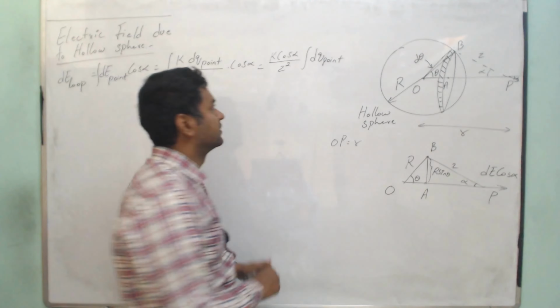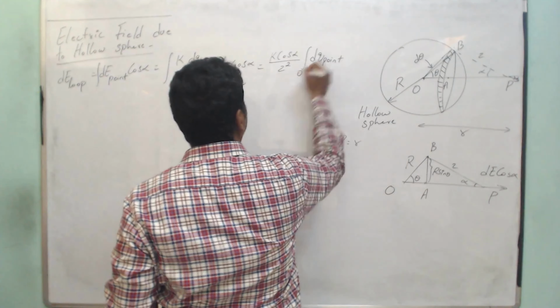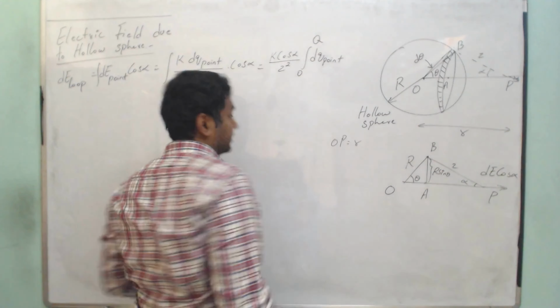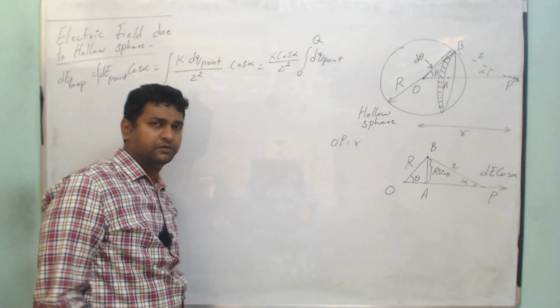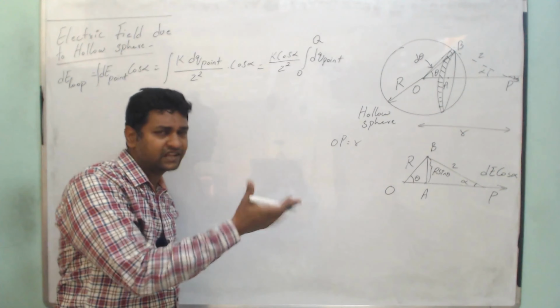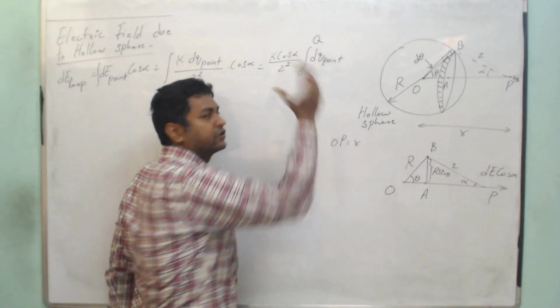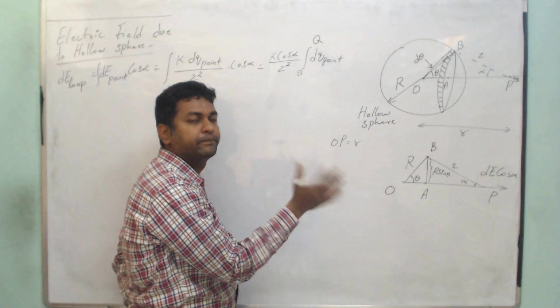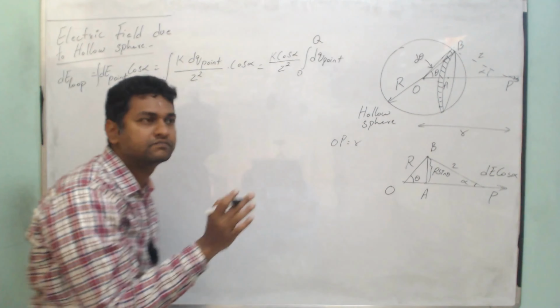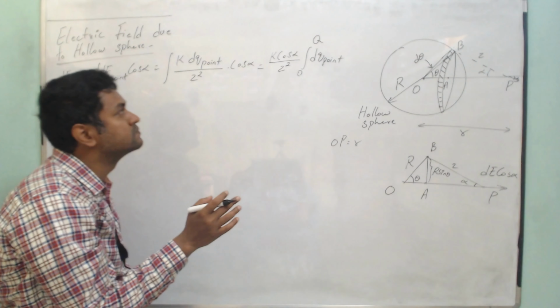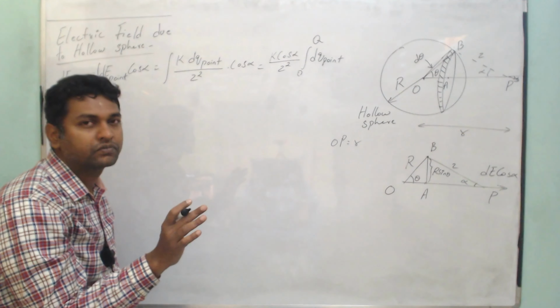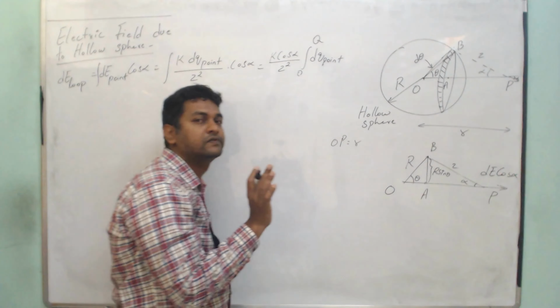I was telling that there should be 2 dE cos theta. Correct. But you understood that the sine theta is going to cancel each other. Eventually, when I integrate, I will get q only, right? Sir, so you are taking everything at once. I understood.